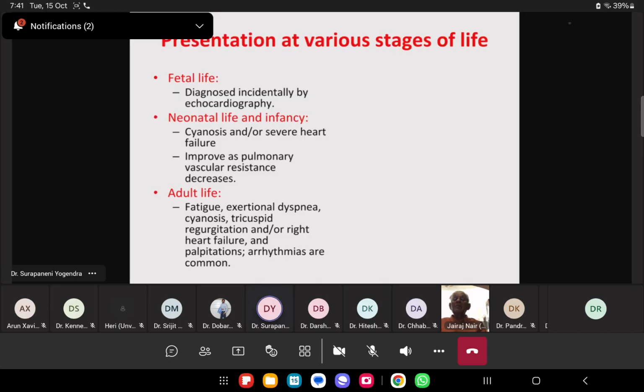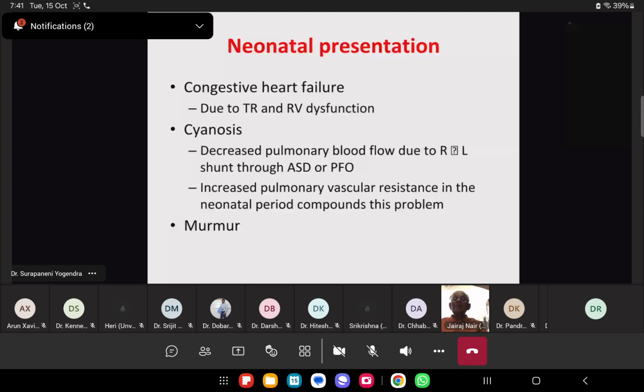Neonatal congestive heart failure due to tricuspid regurgitation and RV dysfunction. Cyanosis, decreased pulmonary blood flow due to right to left shunt through ASD or PFO. Increased pulmonary vascular resistance in the neonatal period compounds this problem.